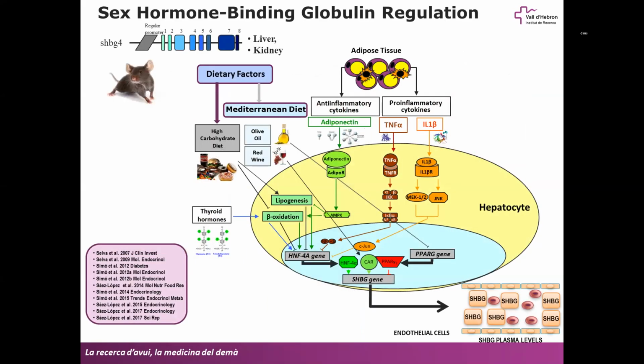So for the last 10 years or so, we have used these models to determine, for instance, how high carbohydrate diets reduce the plasma SHBG levels through an increase in hepatic lipogenesis. We also have shown that different factors of the Mediterranean diet, such as olive oil or red wine, can increase the plasma SHBG levels. And also we have identified different factors produced by the adipose tissue, such as pro-inflammatory cytokines, how they reduce the plasma SHBG levels, and also anti-inflammatory cytokines such as adiponectin that increase the plasma SHBG levels.